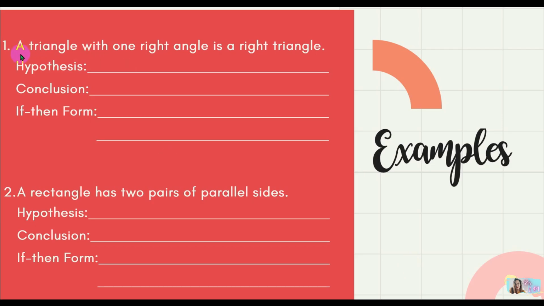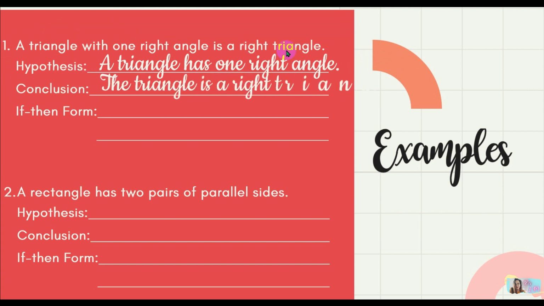First example, a triangle with one right angle is a right triangle. So, alin kaya dito ang cause at effect? Alin kaya dito ang independent at dependent variable? For the hypothesis on our first conditional statement, a triangle has one right angle. So, ito po yun, yung ating unang nabanggit na condition. And then, the conclusion is that kapag daw meron tayong one right angle dun sa ating triangle, then it is a right triangle. So, the triangle is a right triangle.